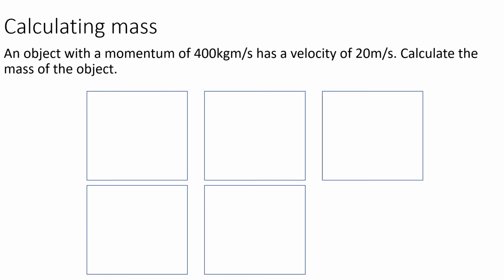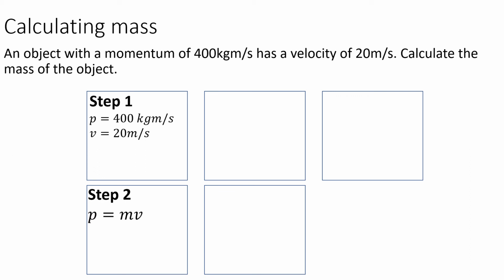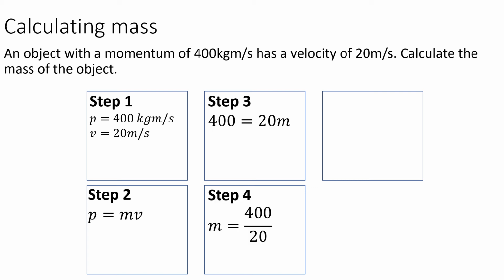Now lastly, we might want to be calculating the mass. So this time, an object with a momentum of 400 kilogram meters per second has a velocity of 20 meters per second. Calculate the mass of the object. Step 1, write down what you know. Step 2, write down the equation you're going to use. Step 3, substitute in the numbers. And step 4, let's make m the subject of the formula. So since it's m times by 20, we must divide by 20 to get m on its own. And finally, write down the answer with correct units.